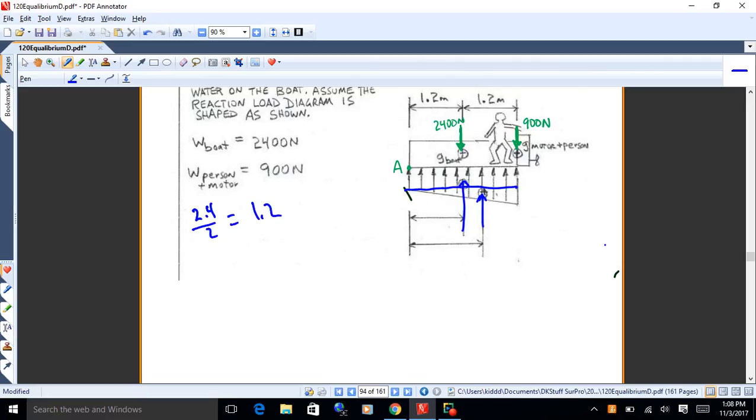So if we go half of 2.4, that ought to be 1.2, eh? And then 2/3 of 2.4, because we're coming from the vertex, right? Otherwise known as 1.6. There we go.